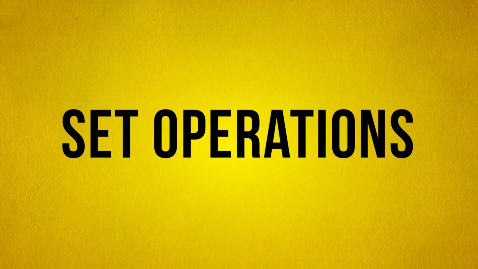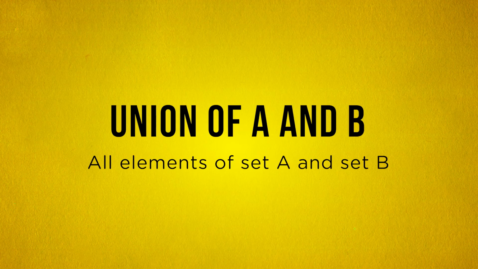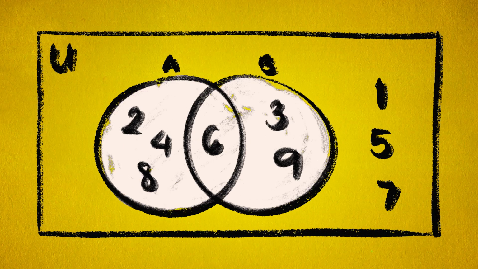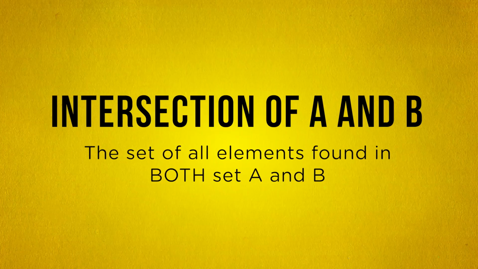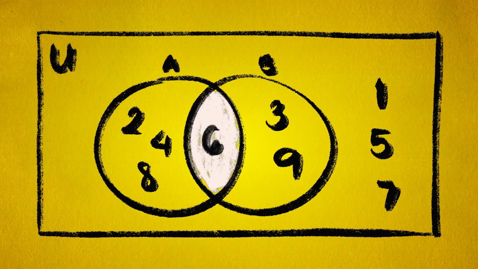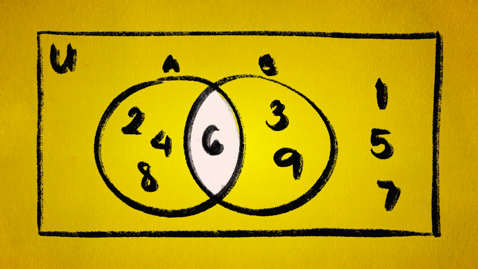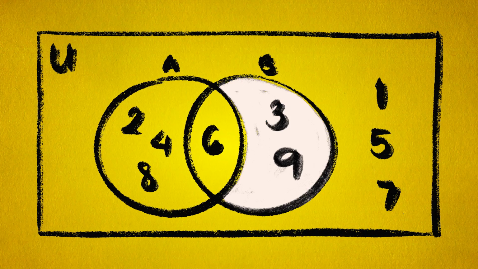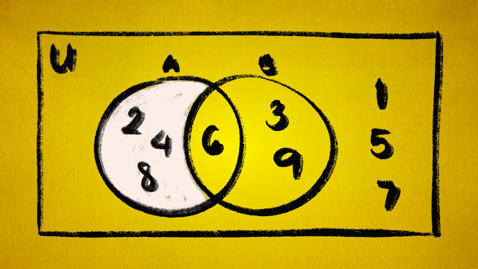But before that, what are set operations that we can perform? First, we have the union of A and B. A union is a set containing all of the elements of set A and set B. Then, we have the intersection of A and B, which is the set of all elements found in both A and B. Our next operation is the set difference. This is the set of all elements of set A that are not elements of set B and vice versa.